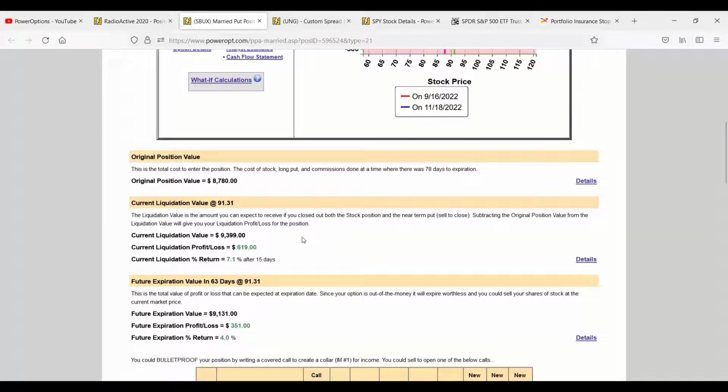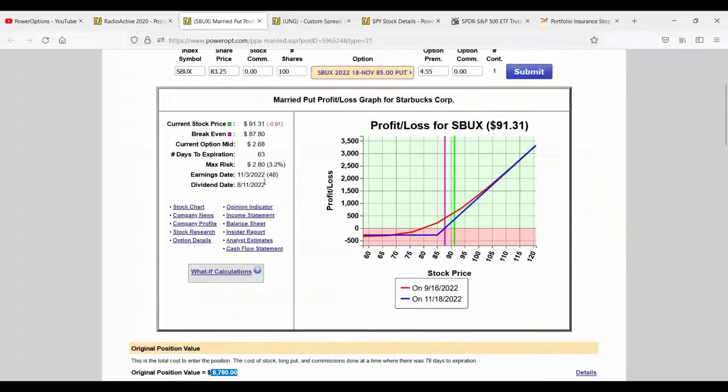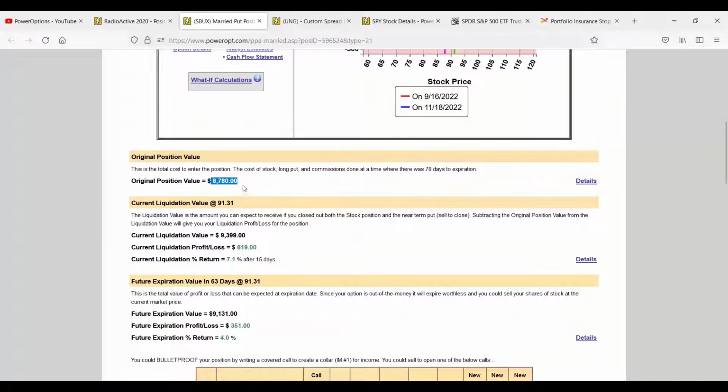Scroll down below the position, and you see the original position value. The cost for me in this case, Ron, is the cost of the stock plus the put. It's $87.80 for 100 shares. I think we bought the stock at, was it $73.85? Oh, $83.25. I'm sorry. So that plus the put was $87.80. Now our liquidation value here, we sold to close the stock at $91.31, sold to close the put, and so forth. That would give us a profit of $6.19 or 7.1%.